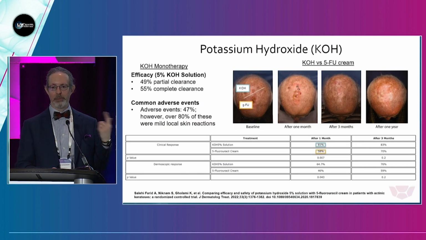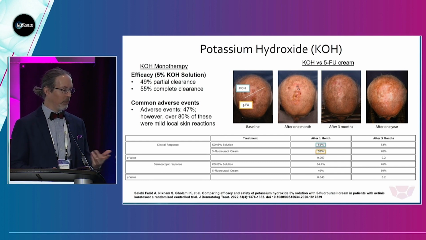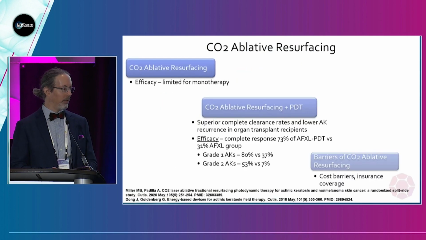And then KOH, potassium hydroxide, interestingly enough, is a pretty cheap way to treat AKs. It doesn't work that badly after a month versus 5-FU. It's actually not too bad. And after 3 months, you can see the data is not bad. It's also a lot less expensive if it can be produced in that way, with an adverse event profile similar to what we're used to, so not too bad. So we may see more of that coming out.